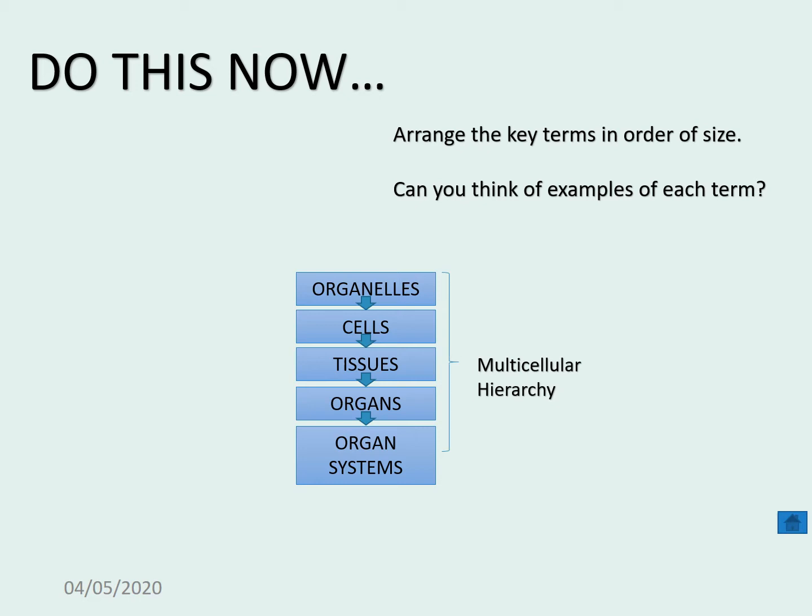And the final level is organ systems, so where you've got lots of different organs performing a function. And one that we went into a lot of detail was the digestive system, but now we're on the circulatory system. But you have got other ones, the reproductive systems, the nervous system, and things like that.